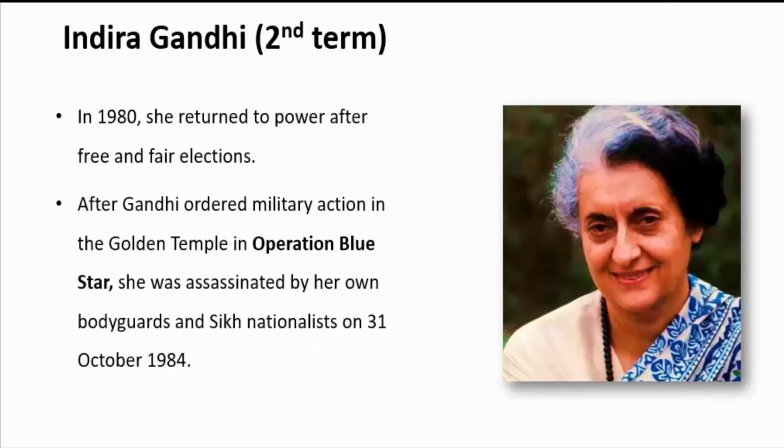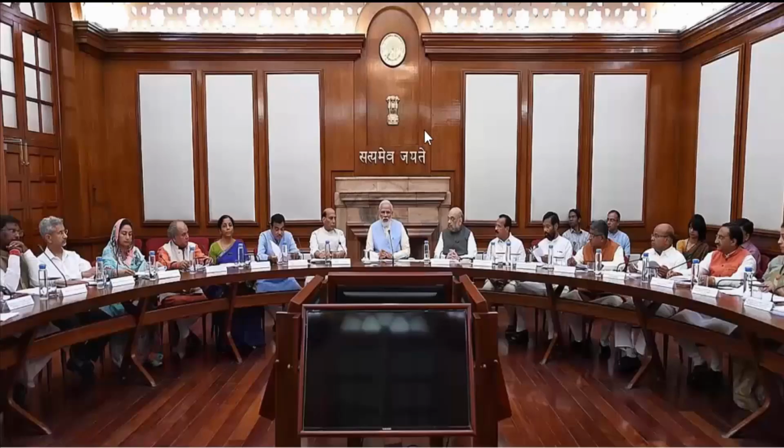So now we are going to talk about the second term of Indira Gandhi ji as Prime Minister. So in 1980, she returned to power after elections and things basically changed after she ordered a military action in the Golden Temple in Operation Blue Star. Later on, due to this, she was assassinated by her own bodyguards, Sikh nationalists, on 31st October 1984. So, with this, we are basically done with the first part of the Prime Ministers of India.